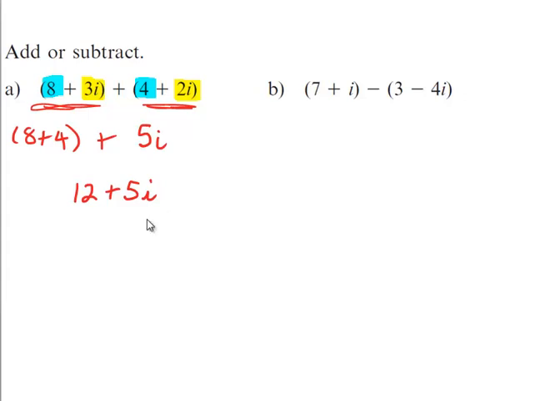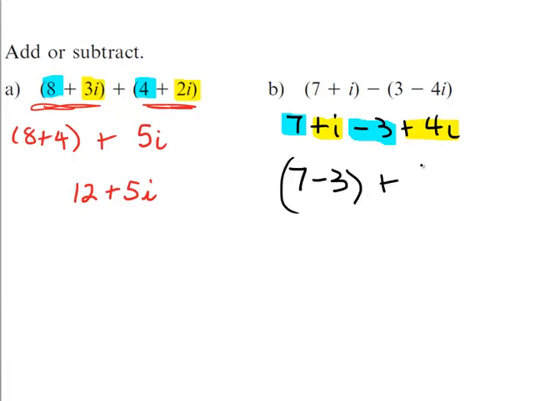Okay, let's take a look at this next one. So here, let's rewrite this so that we have a better handle on the negatives and the positives. So 7 plus i minus 3, minus a minus is a plus. So let's look for the reals. Here's a real number, there's a real number. Here's an imaginary number, here's an imaginary number. So I can rewrite that as 7 minus 3 plus i plus 4i. 7 minus 3 is 4, plus i plus 4i would be 5i.